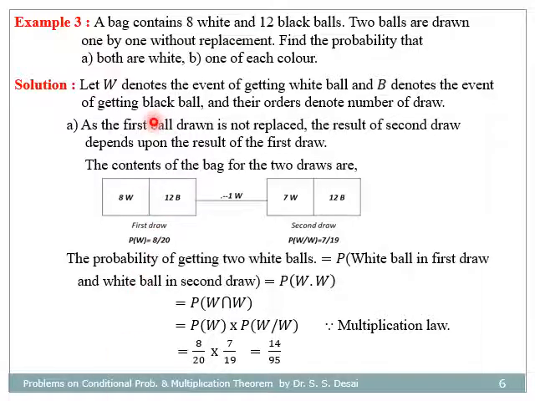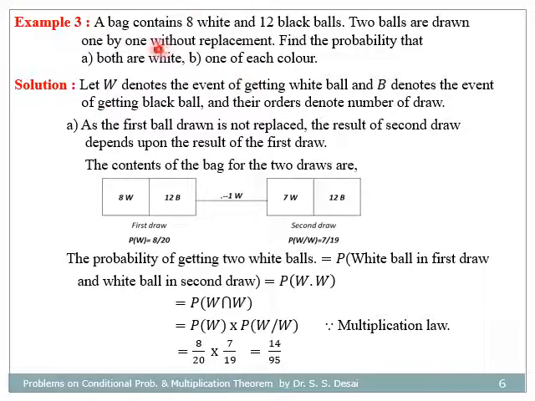Now let us see a problem based on the multiplication theorem on probability. A bag contains 8 white and 12 black balls. Two balls are drawn one by one without replacement. Find the probability that, first bit, both are white, and second bit, one of each color.